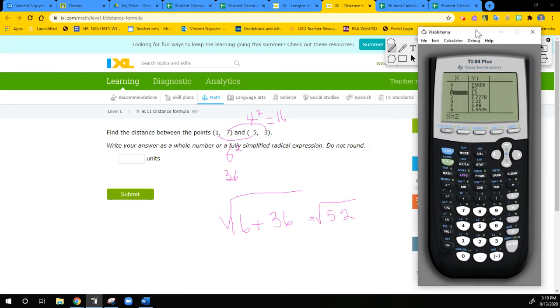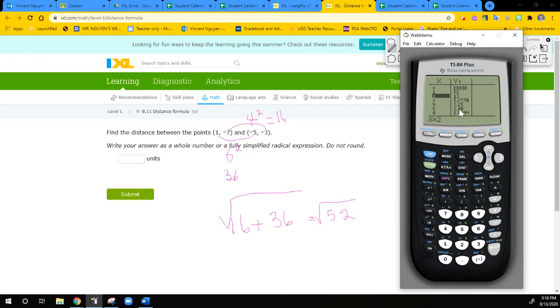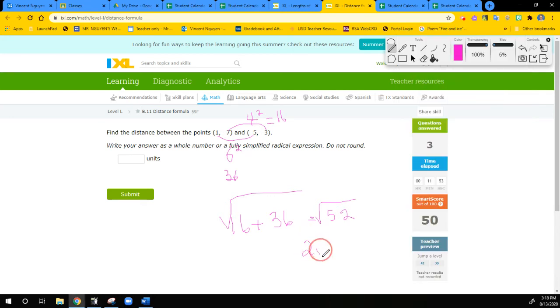Okay, move this out of the way. There's nothing smaller than that, so 13 is the smallest one. So the answer is 2 square root 13. The y1 is the square root and the x is the whole number. So I'm going to type this in as 2 and then square root 13. Submit. Awesome. Fantastic.